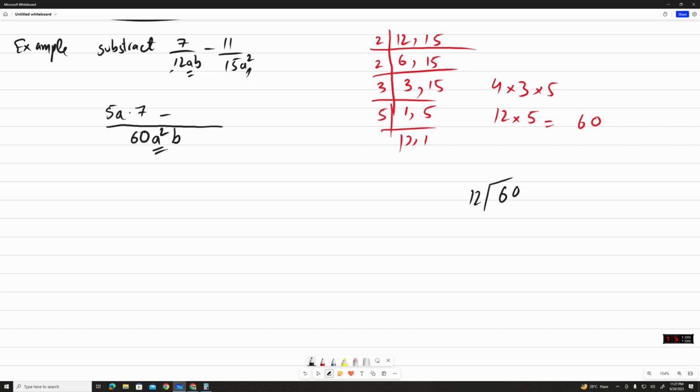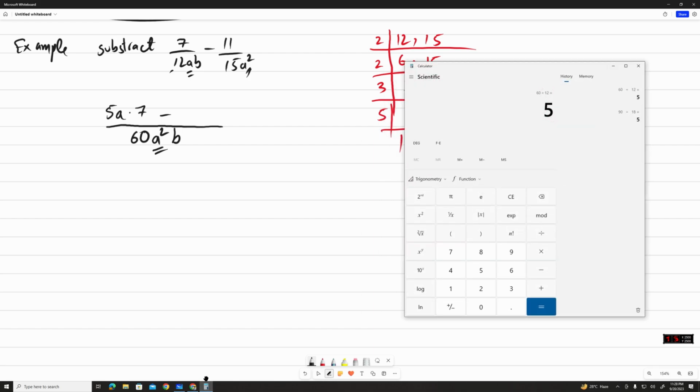Now we will do 60 divided by 15. As usual, I'm not good at maths, so it's going to be 60 divided by 15. It's going to be 4. So I'm sure there's going to be 4 above.